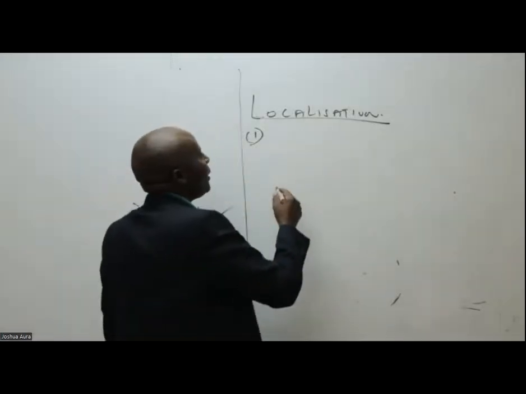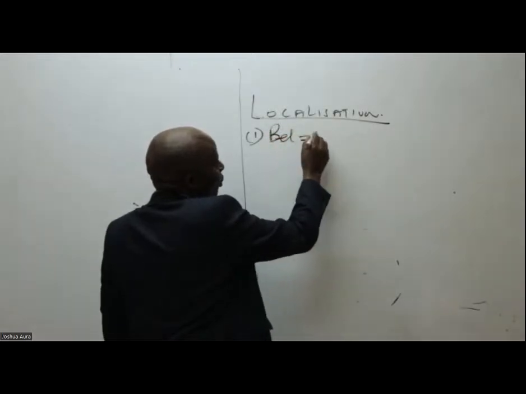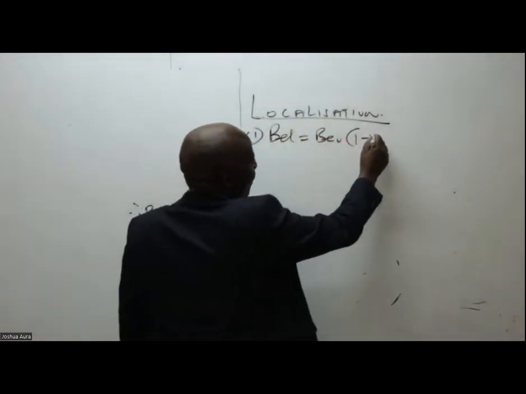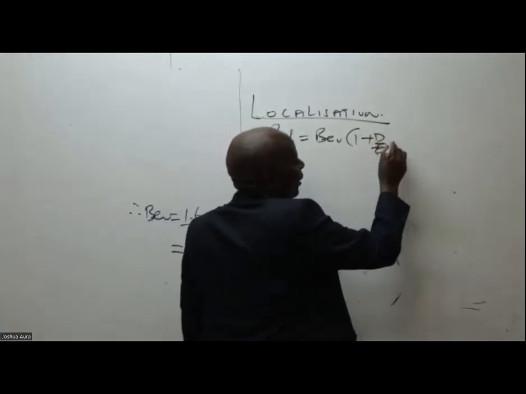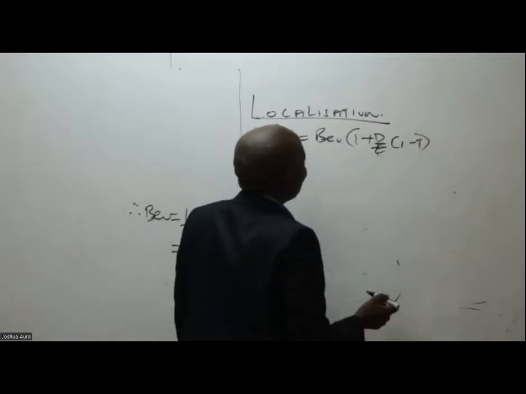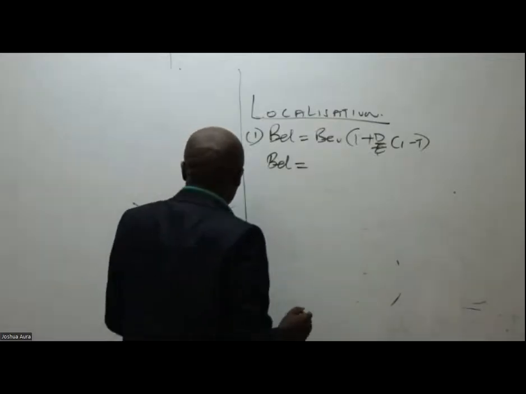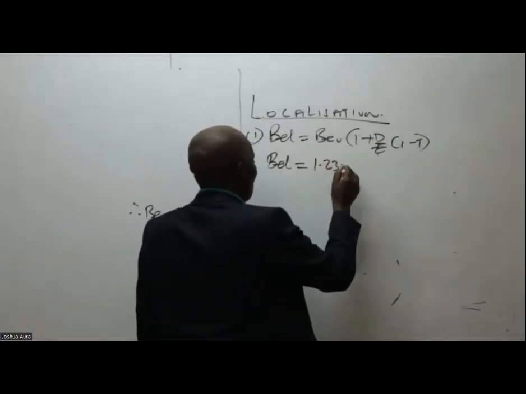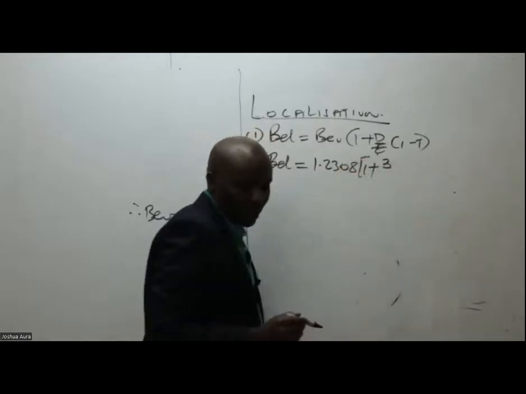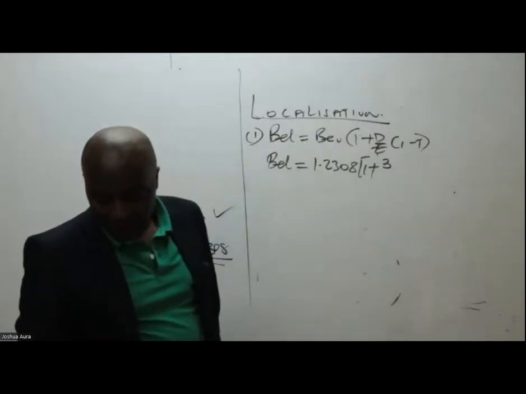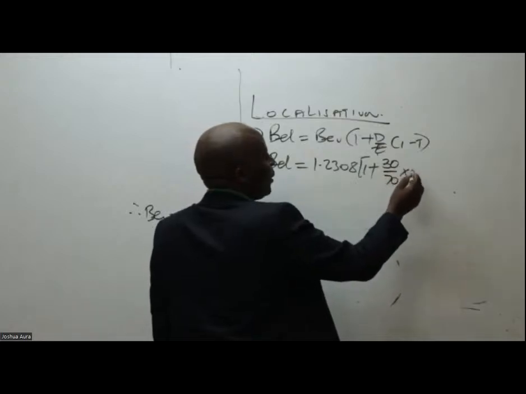Localization is normally done using Hamada's model. So we know that BEL should be equal to BEU into 1 plus debt over equity into 1 minus T. So my BEL localization here will be equal to BEU, 1.2308, into 1 plus debt 30 over equity 70, into 0.7.